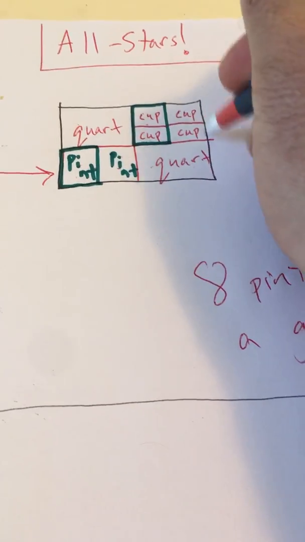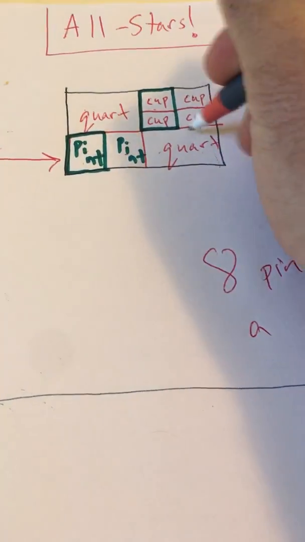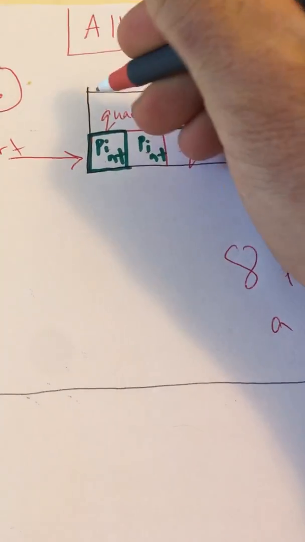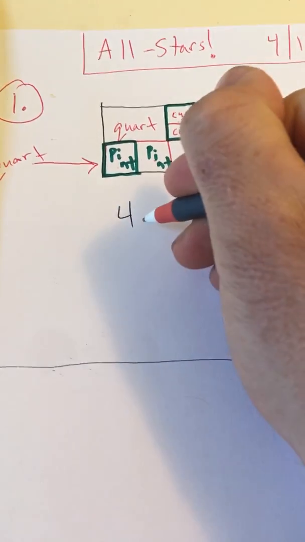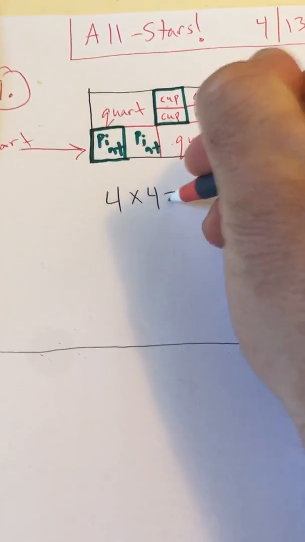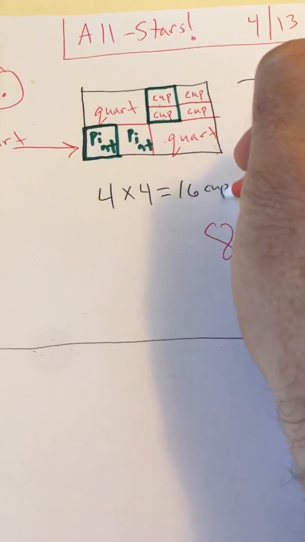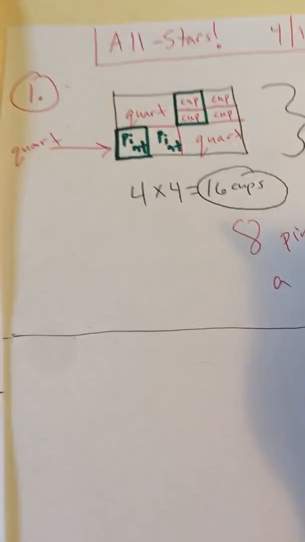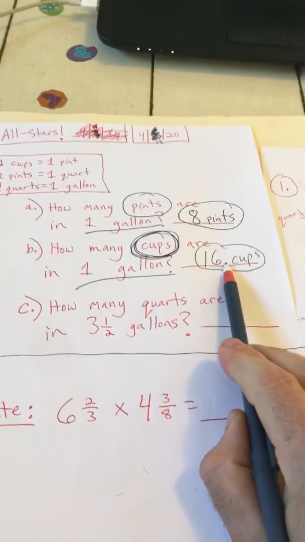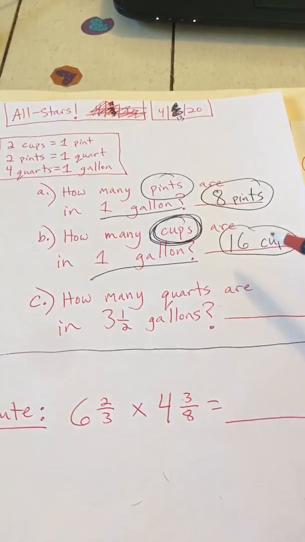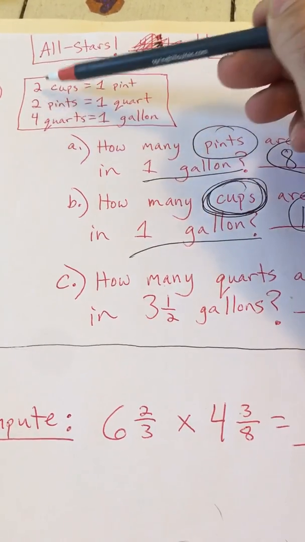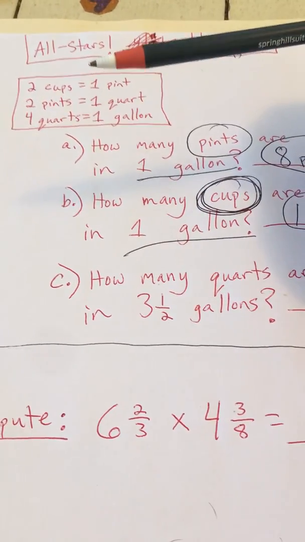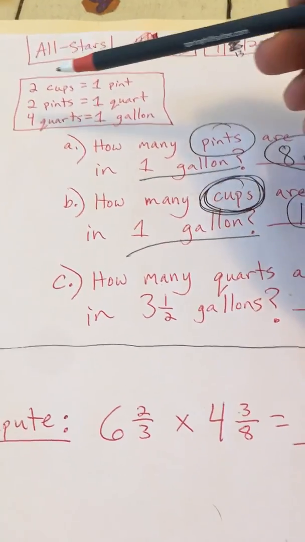So there's 4 in this quart, 4 more makes 8, 4 more makes 12, and 4 more makes 16. Or 4 cups times 4 quarts is 16 cups in a gallon. So our answer here was 16, okay? Or 2 cups times 2, 2 times 2 is 4, times 4 quarts is 16.